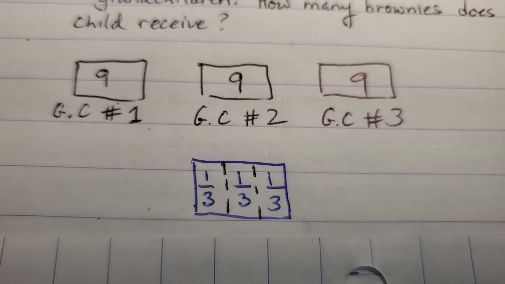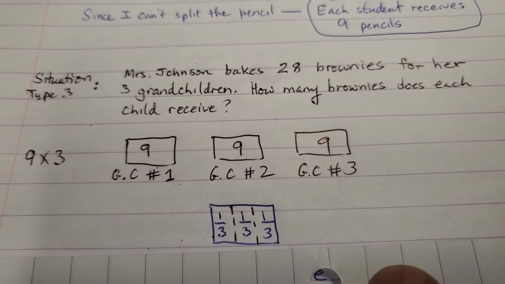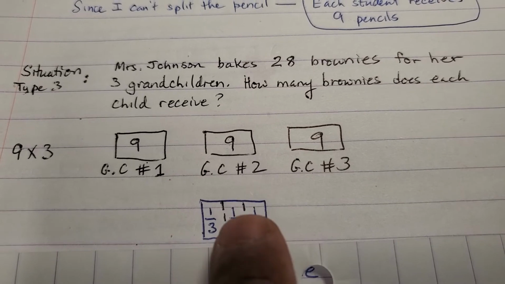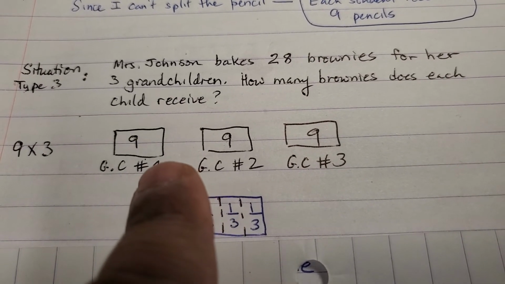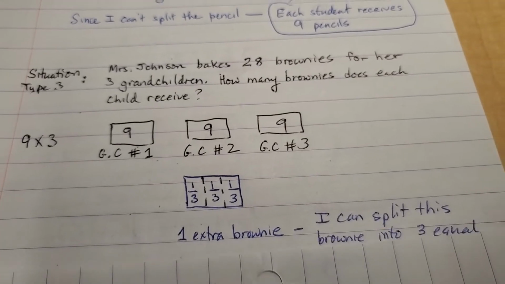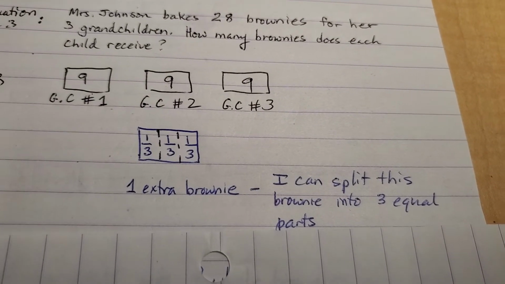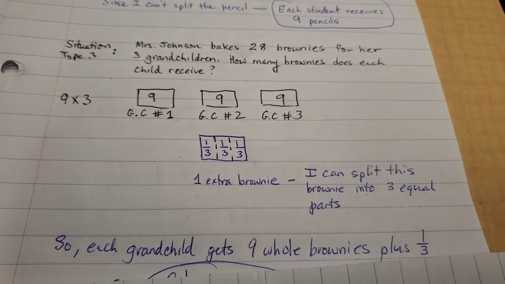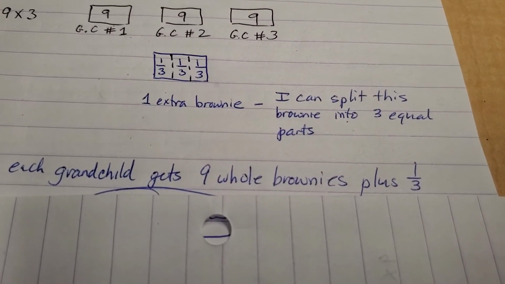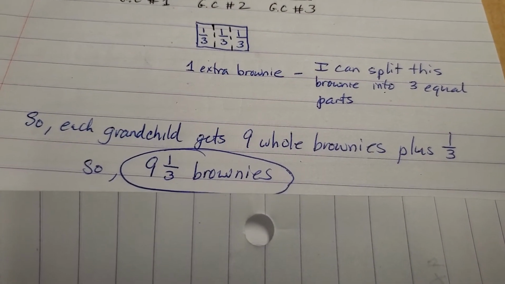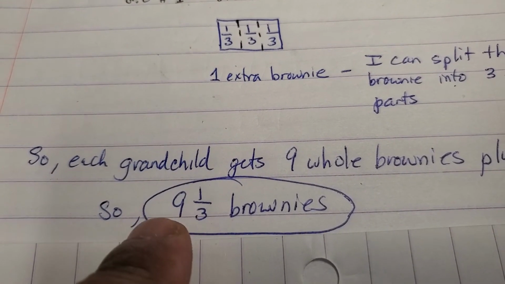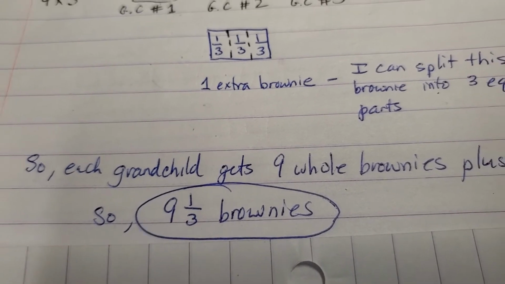And those 3 parts are called 1/3 because 1 out of 3 means that I split this whole brownie into 3 equal parts, and each kid will receive 1 of those parts. So the answer to this question was I split the brownie into 3 equal parts, and each grandchild would receive 9 whole brownies plus 1/3 of a brownie. So the answer is 9 and 1/3 brownies. Notice how it's written. The whole number is written first, the fraction is written after, and that's your answer.